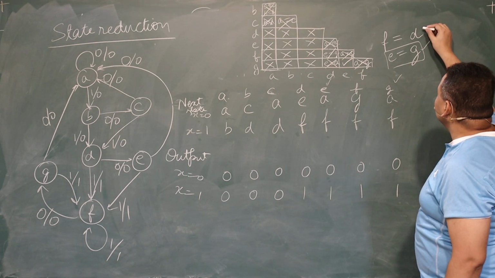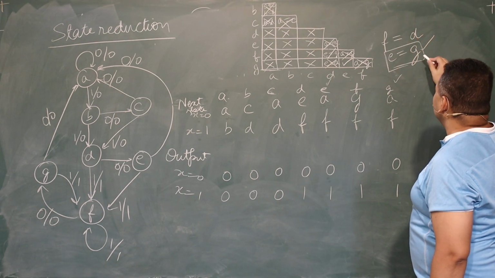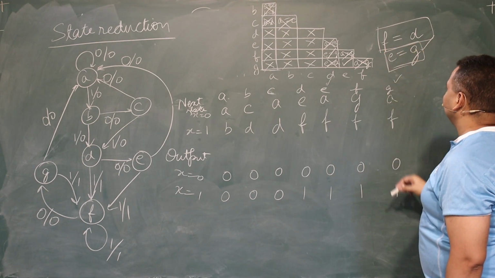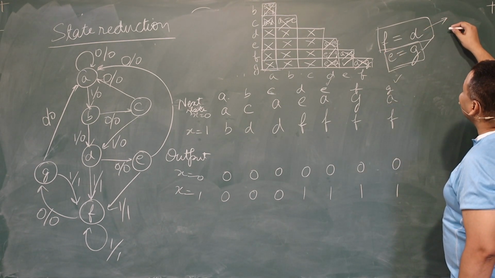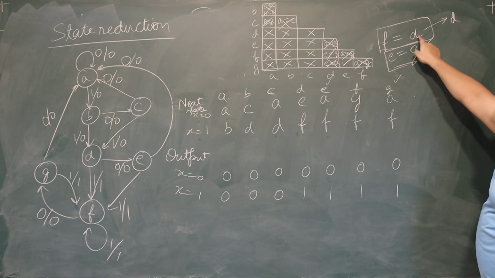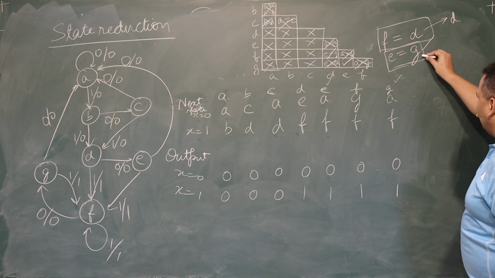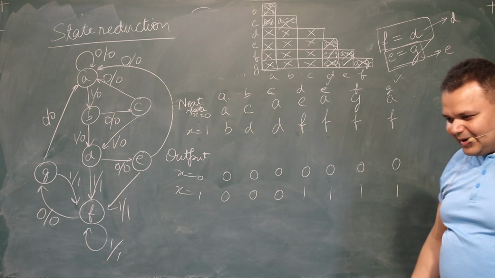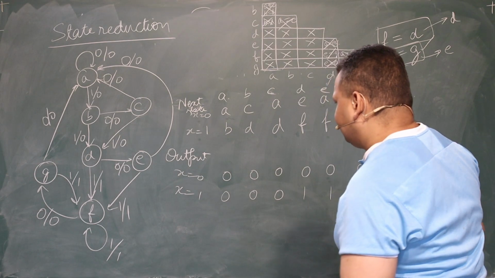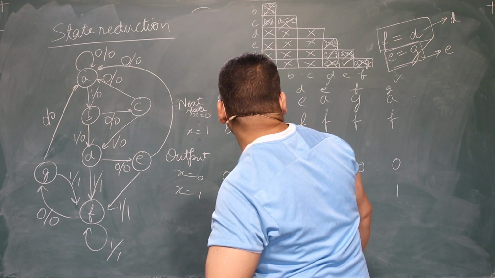I can combine these two states. I can combine E and G, and I can combine D and F. So I'll call the new combined state as state D, and for this I'll use the letter E. So my reduced state table, if I were to write it down, what will it look like?